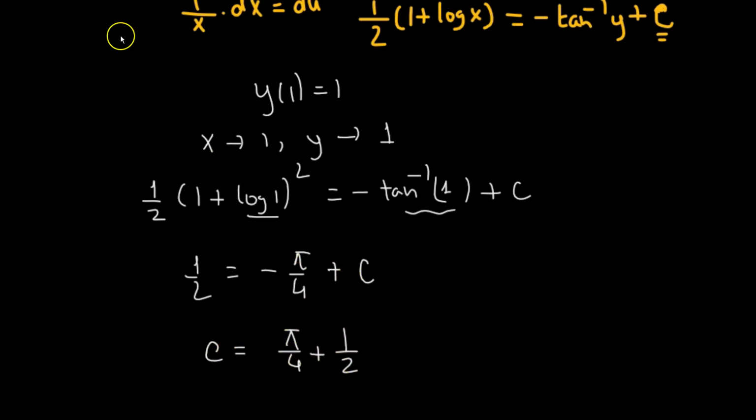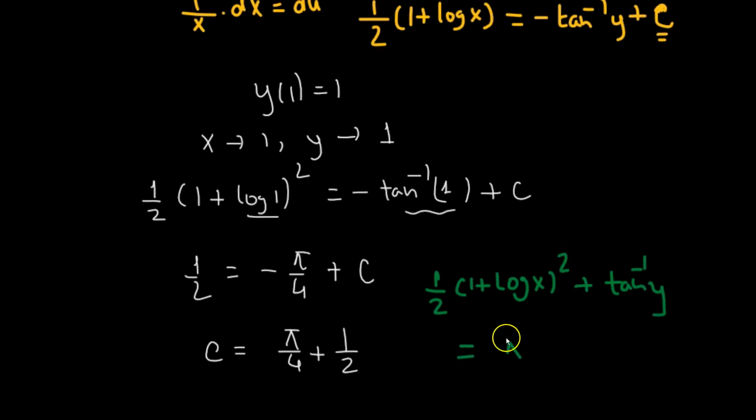So that means our final answer is half of (1 plus log x) whole squared plus tangent inverse of y equals the constant c, whose value is pi over 4 plus half when we use the condition that y of 1 equals 1. So this is the required solution. Let's move on to the next problem.